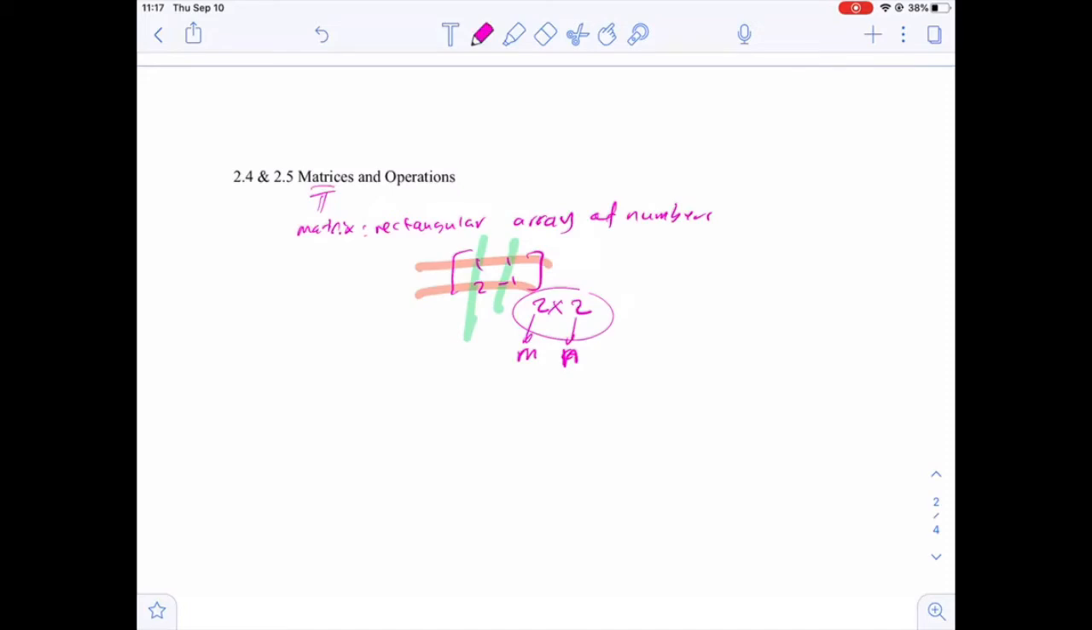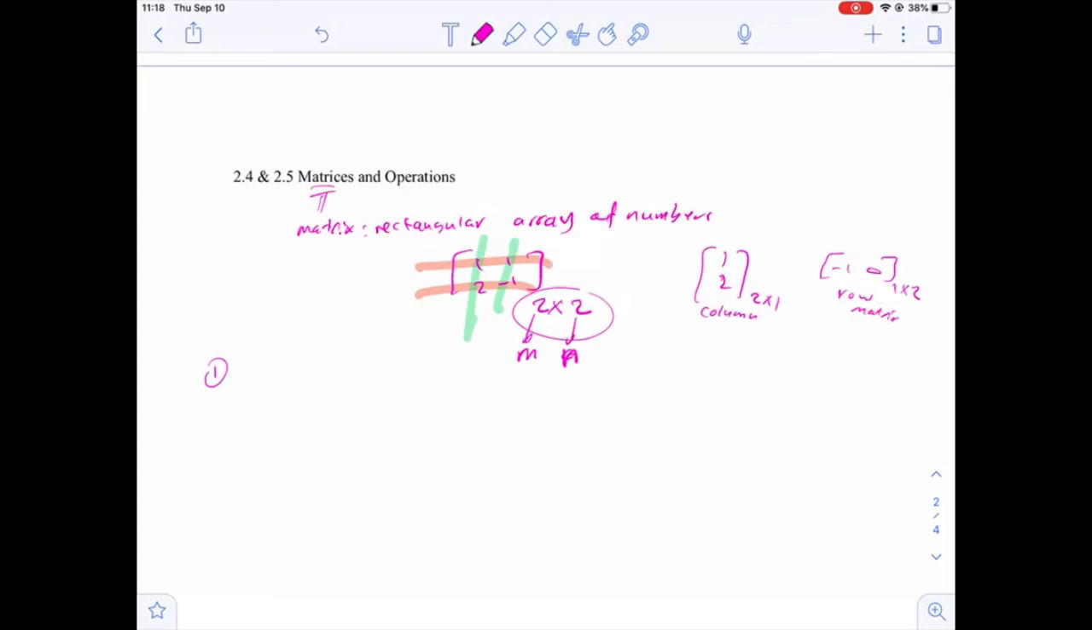Okay, so this is called a column matrix because it consists of 1 column, and the size is 2 rows by 1 column. And this matrix is called a row matrix because it consists of 1 row, so we have 1 row by 2 columns. Now we have some properties and some operations here.